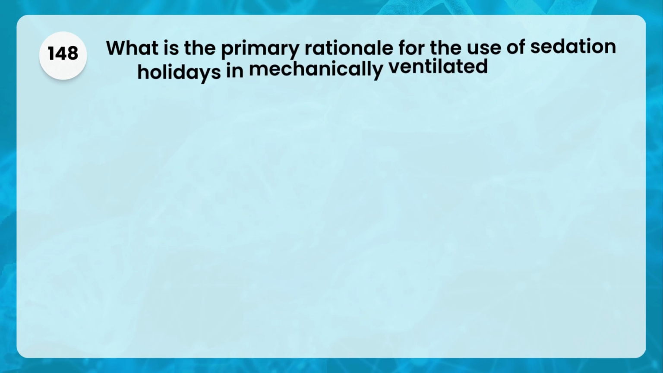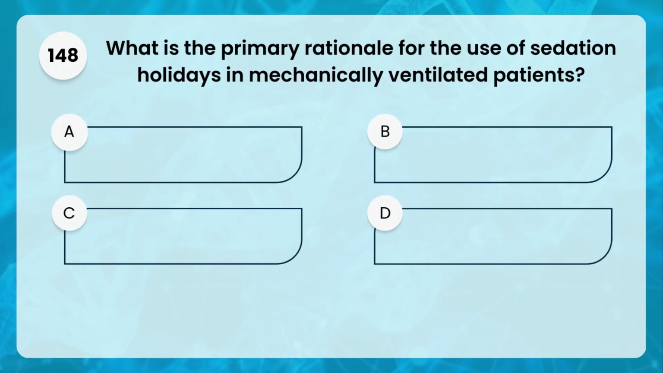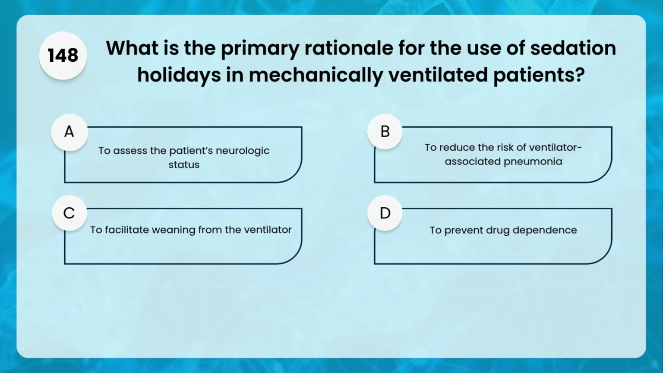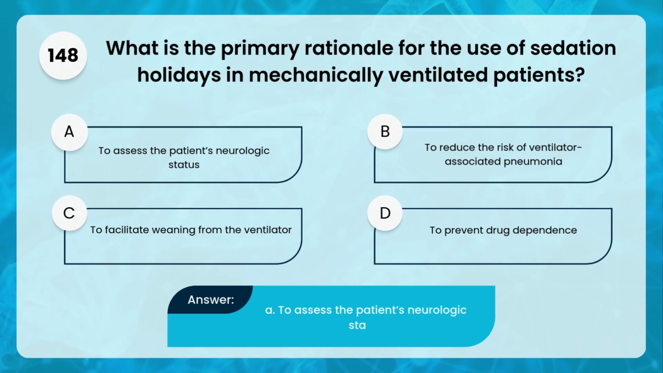148. What is the primary rationale for the use of sedation holidays in mechanically ventilated patients? A. To assess the patient's neurological status. B. To reduce the risk of ventilator-associated pneumonia. C. To facilitate weaning from the ventilator. Or D. To prevent drug dependence. The answer is A. To assess the patient's neurological status.